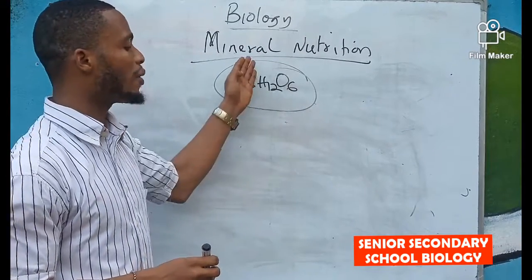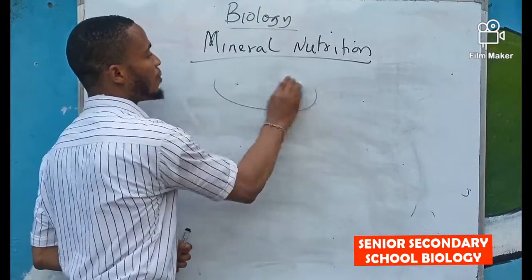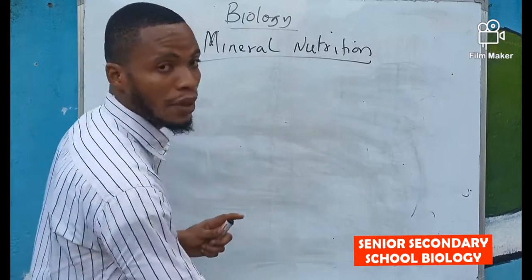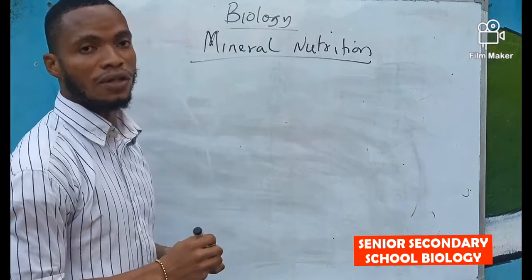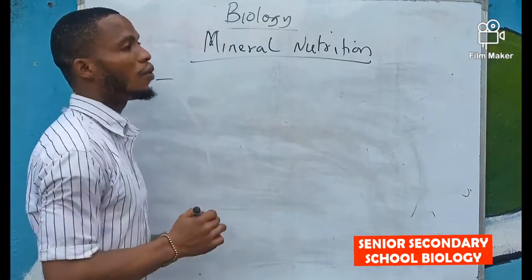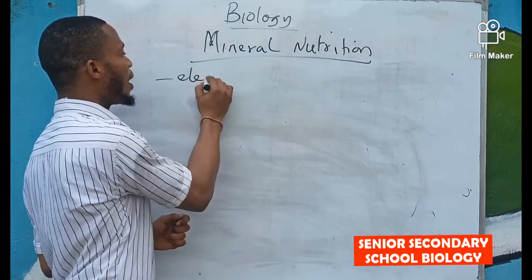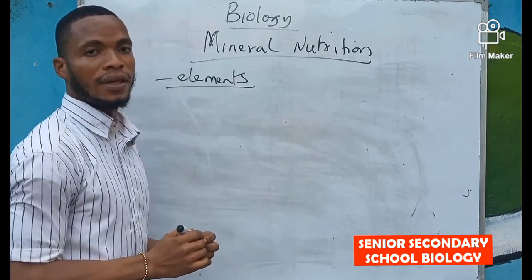It is a process by which plants obtain other nutrients needed for their what? Flourishment. It is simply a process by which plants, not just green plants, all plants, obtain nutrients needed for their flourishment. In plant nutrition, we talk of these nutrients. What do they look like? They are called elements. So these mineral nutrients are called elements.